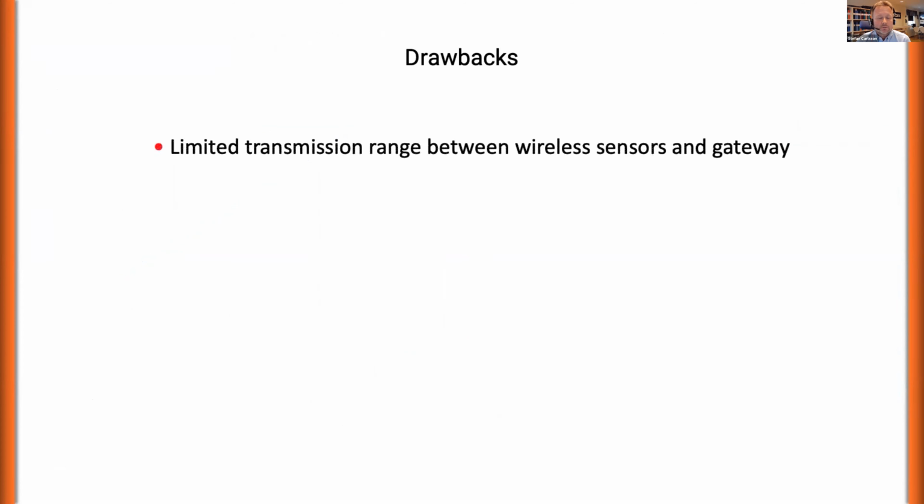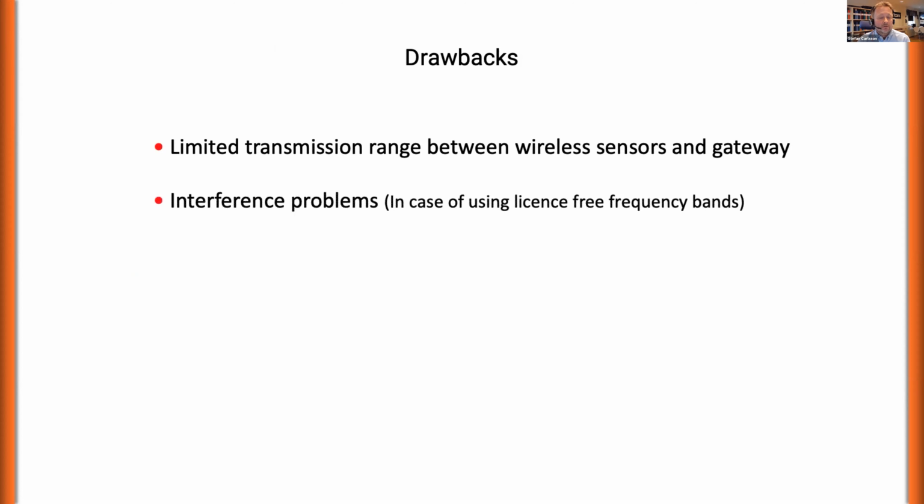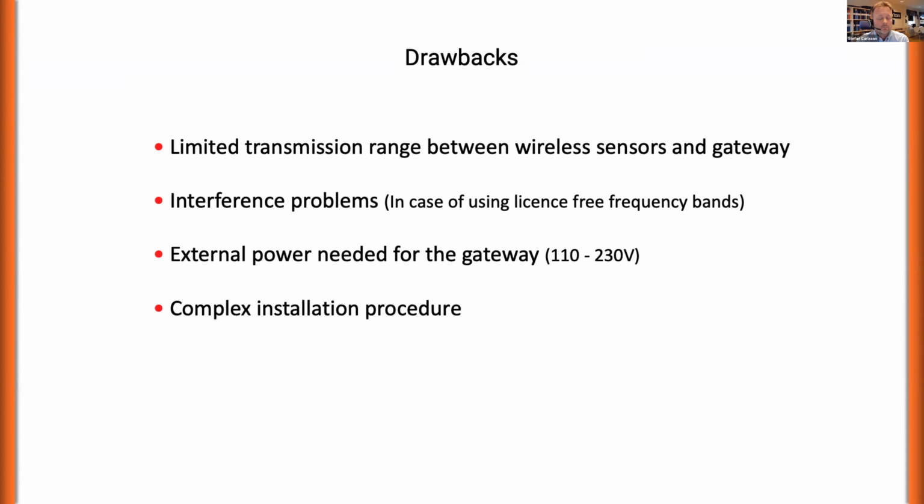Some drawbacks when using that solution are that you have a limited transmission range between the sensors and the gateway. You can have interference problems, especially if you are using license-free frequency bands like 433 or 868 megahertz. You might have problems because other sensors might use the same frequency and give you an interference problem. You also need external power for the gateway. Mostly it's a complex installation procedure, and it's quite an expensive solution.